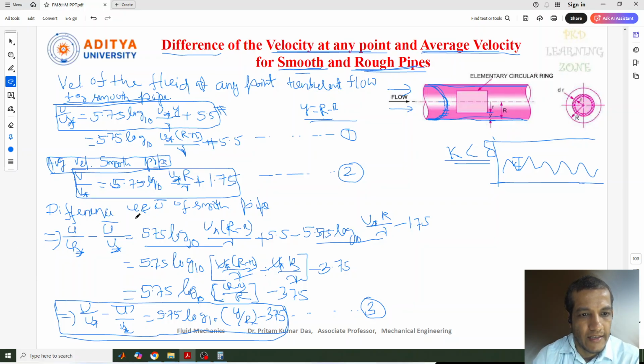So next is the difference between these two, which we got recently. That means the difference of this minus this. So we got these values, and just by subtracting we get the difference. Here, actually plus will come, not minus, because this is 5.5 and this is minus 1.75, so it will be plus only, not minus. Anyway, this is our final equation for the difference of u and u bar for smooth pipes.